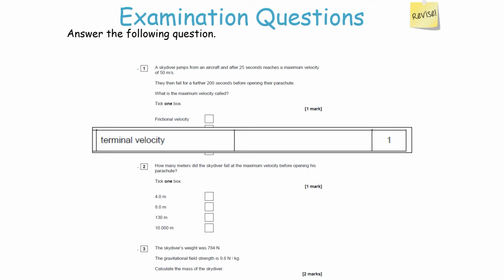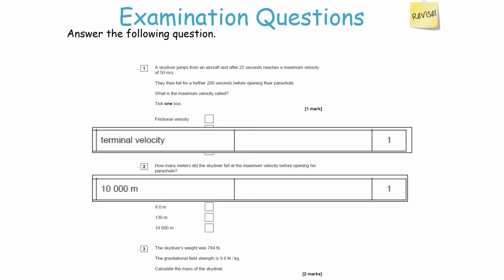Now the next one, how many meters did the skydiver fall in maximum velocity before opening up their parachute? So if you notice, what do we know? We know that speed is equal to distance over time. So therefore distance, my apologies, is equal to speed times by time. So what do we know? We reach a maximum velocity of 50 and we've got 25 seconds. So you do 50 times by 25. So you get your answer out to be 10,000 meters.